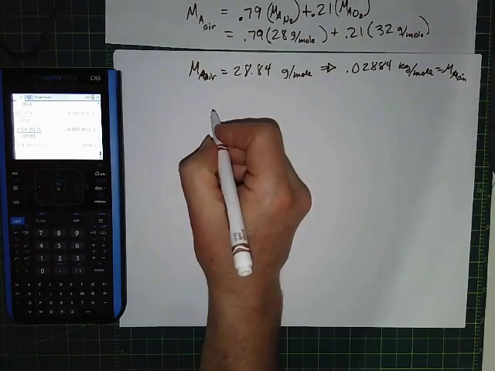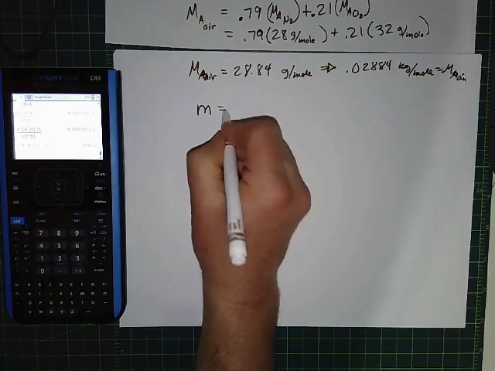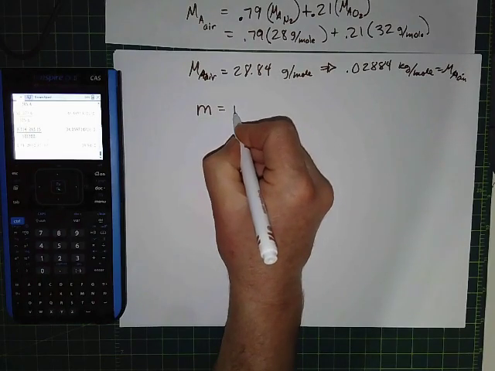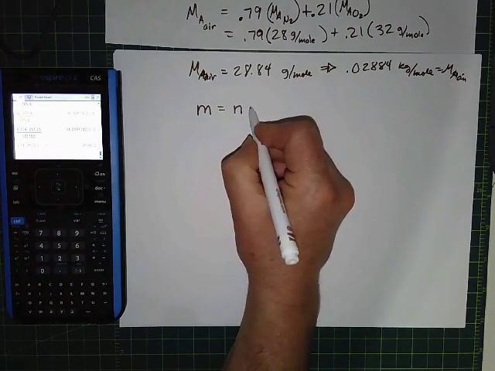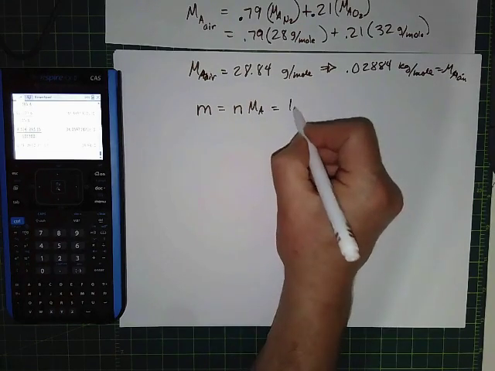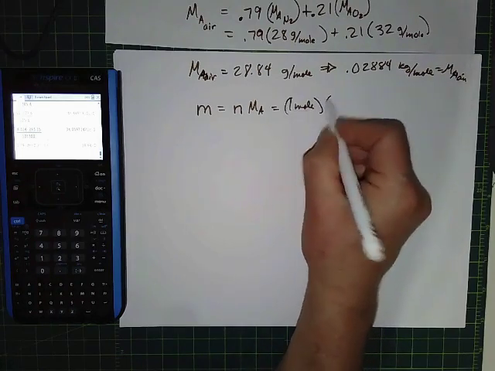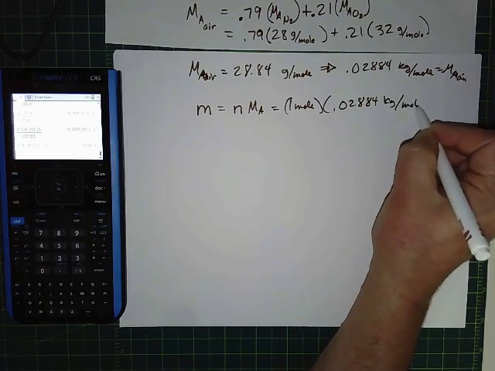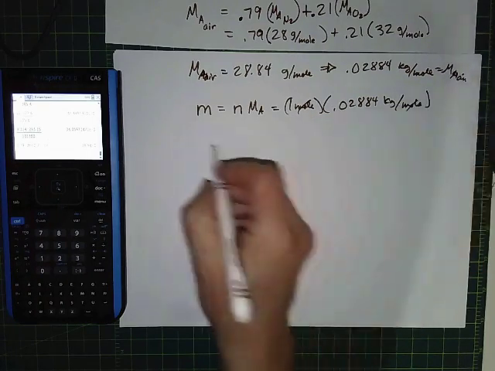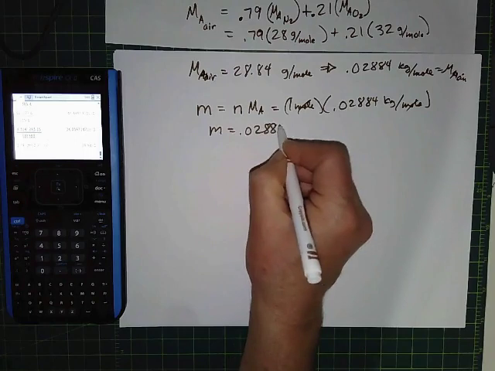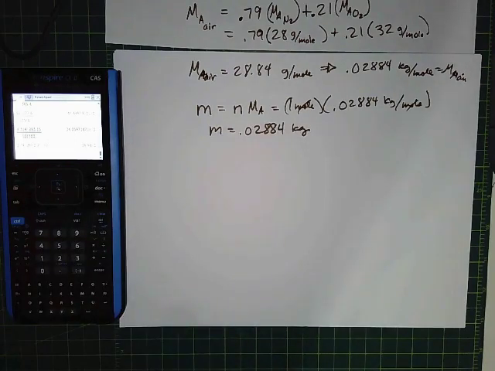And so we want the mass of air. In general, mass is the number of moles times M_A, which is mass per 1 mole, right? And so we have 1 mole times 0.02884 kilograms per mole. The moles cancel, and so that's just how many kilograms we have. Since we only have 1 mole, it gives us a mass equal in number to our molar mass.